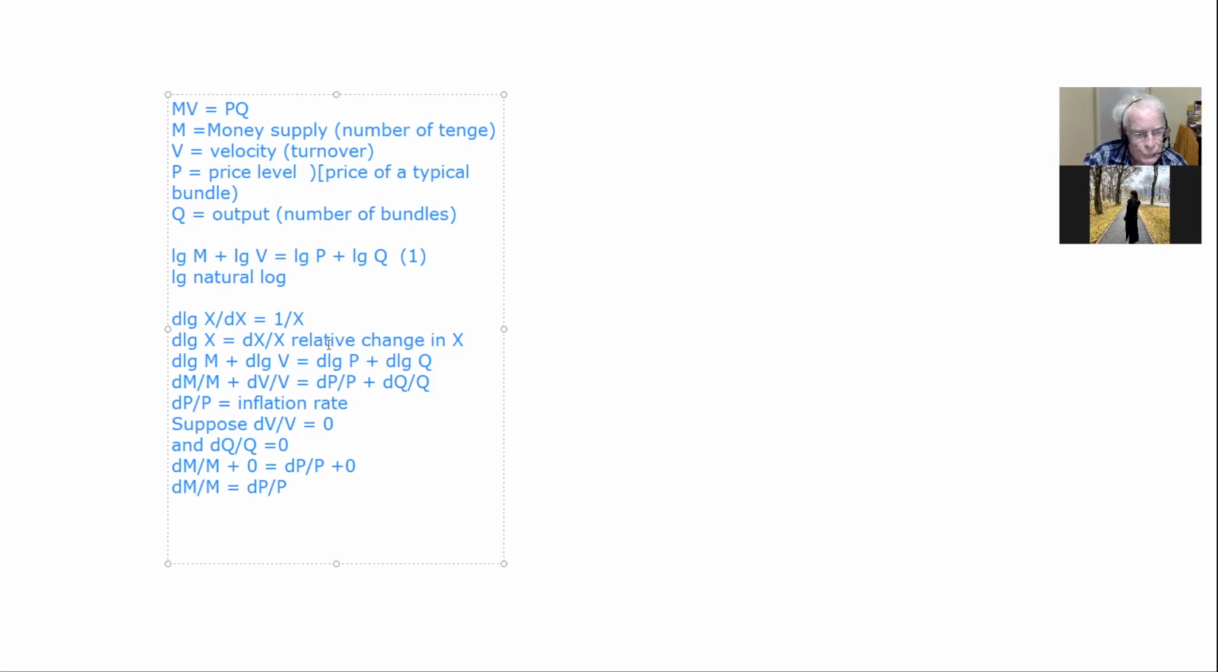So I will stop there and go back to the problem. Velocity is constant and output is constant as well. And we observe that the money supply is rising 10% per year. So can you predict the long-run rate of inflation using the quantity theory of exchange?